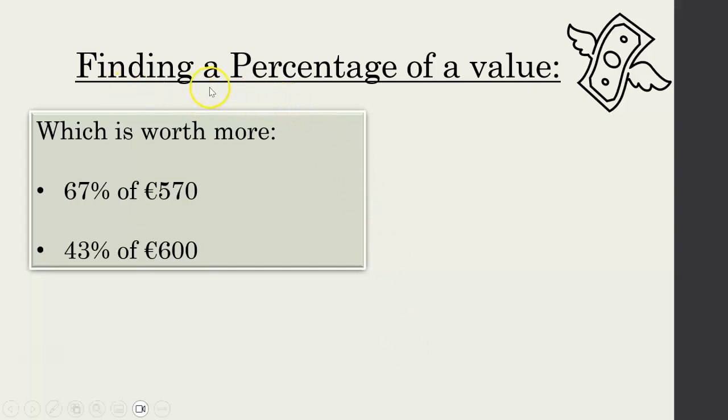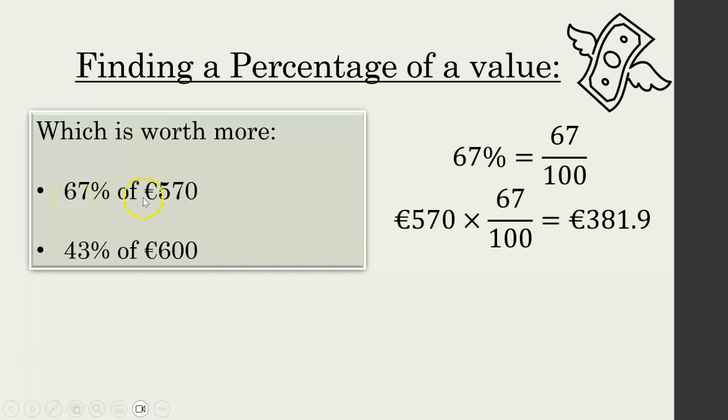Why do we care about percentages? It's usually with discounts. So you see in shops, 10% off or 50% off. And those are usually where we'd see them most commonly. So how would we find this out? Which is worth more? 67% of €570 or 43% of €600? So how do we do it?